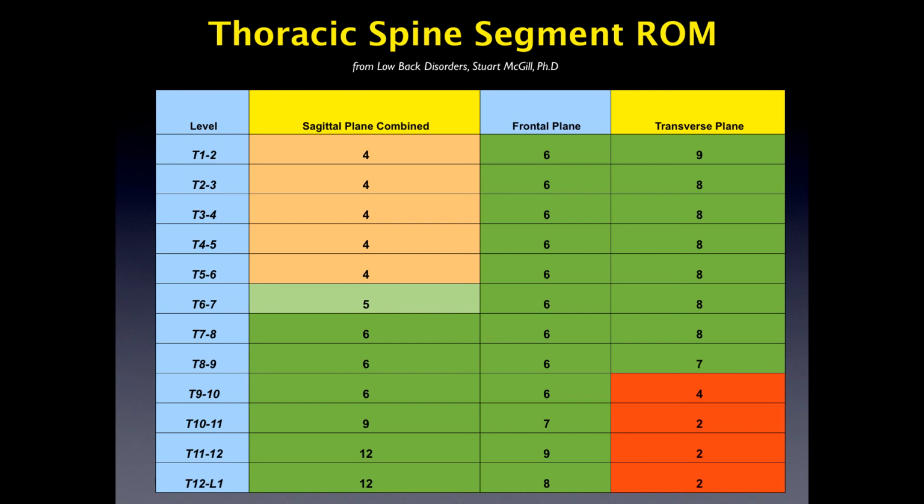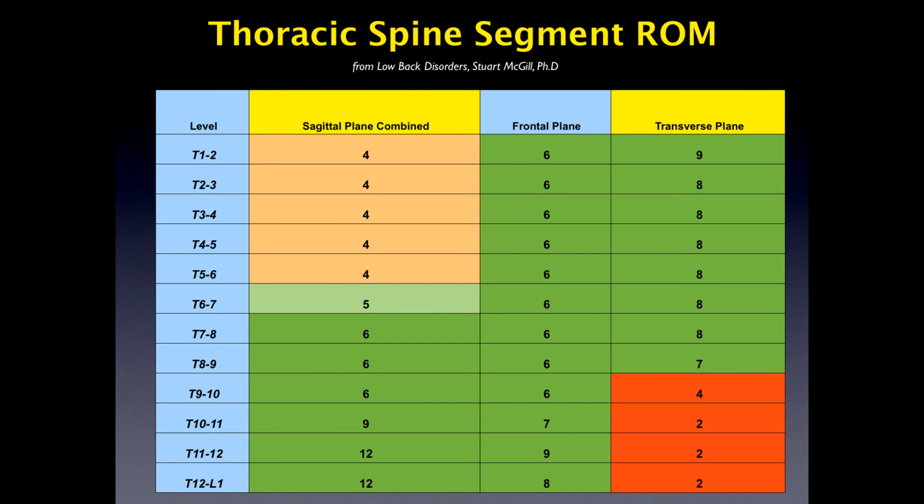However, notice the increased range of motion starting at T6-7 at 5 degrees, gaining to 6 degrees at each level from T7-8 through T9-10, totaling 23 degrees. At T10-11 there's about 9 degrees, and 12 degrees at each level of T11-12 and T12-L1. At the distal end of the thoracic spine, the range of motion totals 33 degrees of combined flexion extension. In total, the thoracic spine allows 76 degrees of flexion extension combined.